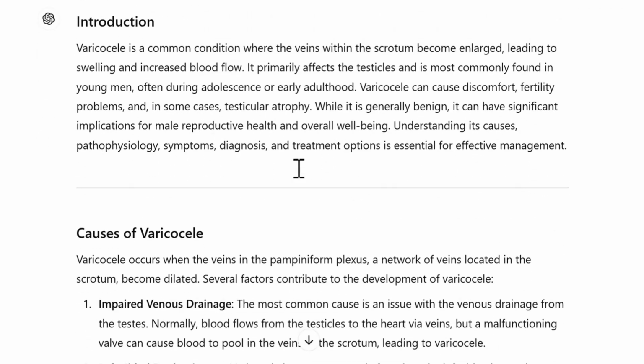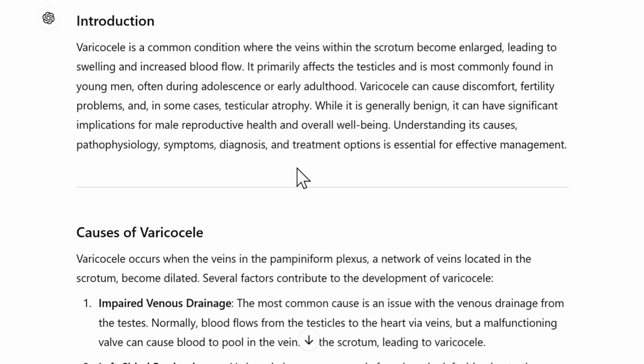Varicocele is a common condition where the veins within the scrotum become enlarged, leading to swelling and increased blood flow. It primarily affects the testicles and is most commonly found in young men, often during adolescence or early adulthood. Varicocele can cause discomfort, fertility problems, and, in some cases, testicular atrophy.